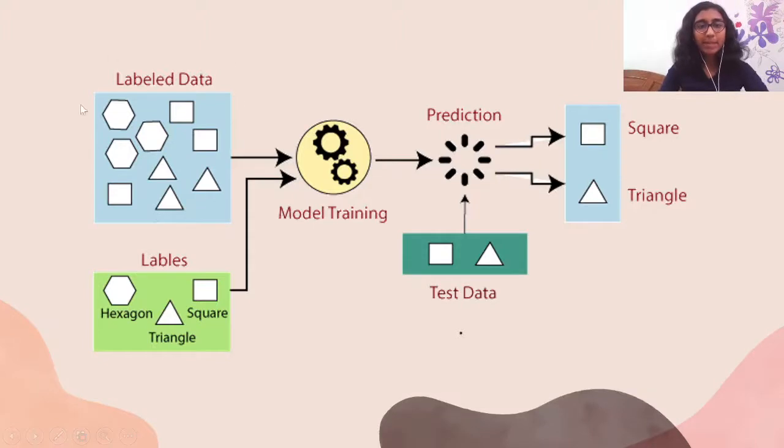So this is the labeled data. The labels, which are hexagon, triangle and square, are what we try to predict in the future. These are sent into model training, where the model will be created, and once the model is created, we can give it unforeseen data, which will predict the results for the test data.